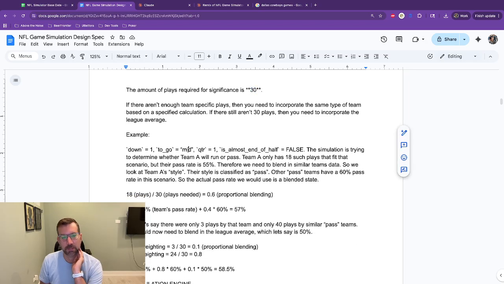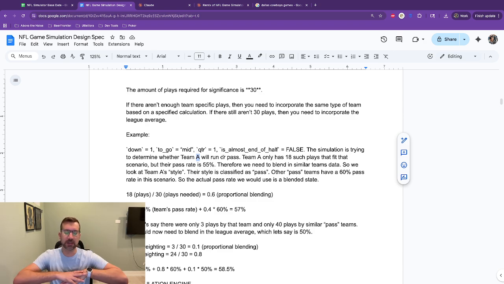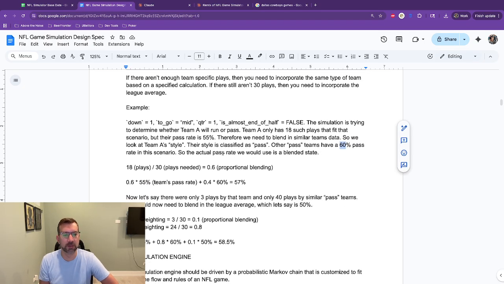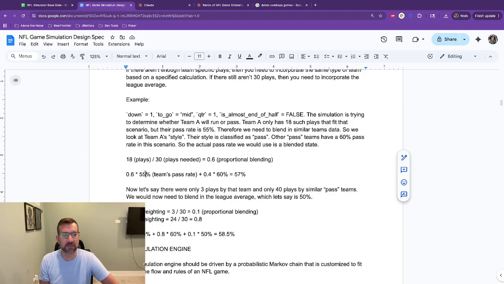First down, mid to go, quarter one, it's almost the end of the half. And then they're trying to determine if team A is going to run or pass. But team A only has 18 plays, and their pass rate's 55%. So 18 plays, less than 30. We need to now blend in the pass rates of similar teams. So we're looking at their style. Their style is classified as a pass-first team. Other pass-first teams are going to be passing 60% of the time in this scenario. So then you just proportionally blend it out. So in this case, they have 55% of the required plays.